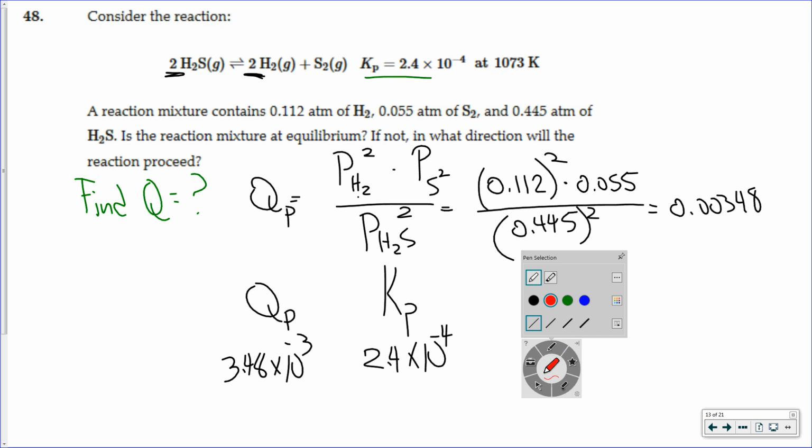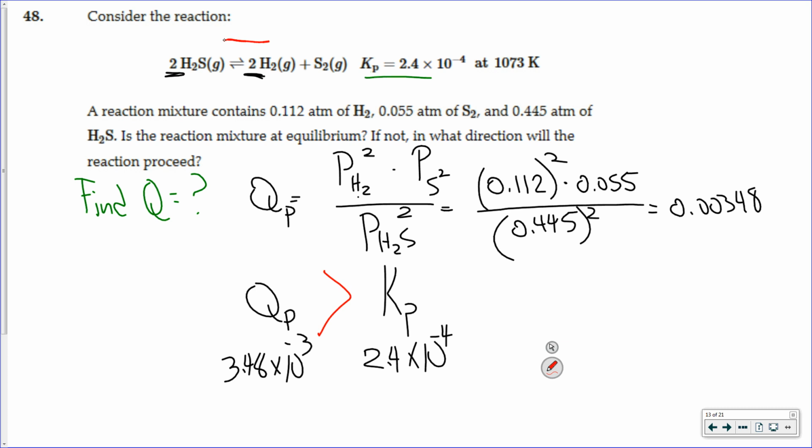What does it tell me? Which one's the largest, Q or K? Q's the largest. So if Q's the largest, which way does the reaction go? Q's larger than K, so the reaction is going to run in the reverse direction. If K's the largest, it's going to go in the forward direction. Q is going to increase till it gets to Q equals K. But when Q's the largest of the terms, it's got to go in the reverse direction.